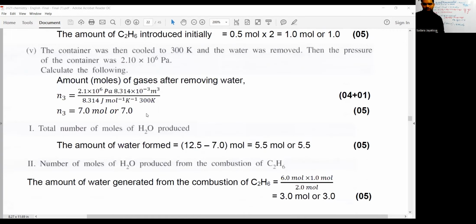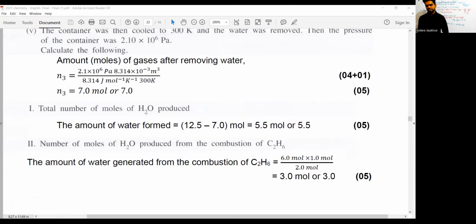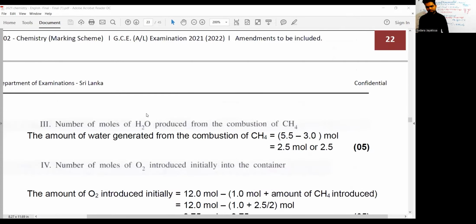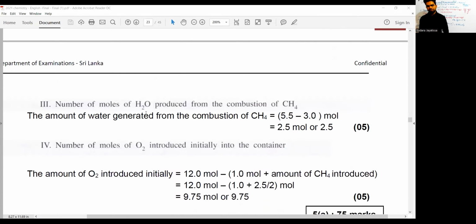See, you are applying PV = nRT again, and you will get another 1 mark for the unit here. So water moles are 7, and the amount of water produced is 5.5. Okay, you get the difference, and the water that came from C2H6 is 3.0. Okay, mark your answers, see how many marks you will get. And then the last part, moles from CH4.